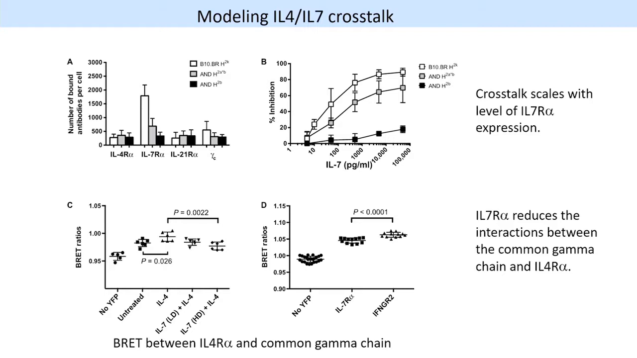So, for example, the dependence of the crosstalk on the level of IL-7 receptors, and then we performed breadth measurements measuring how well the IL-4 private chain can interact with common gamma, depending on whether you add the IL-7 private chain or whether you add, in addition, the cytokine IL-7.